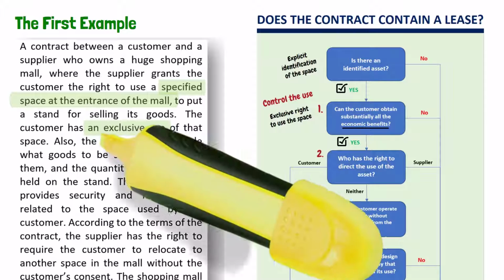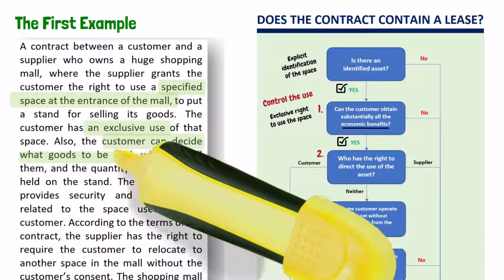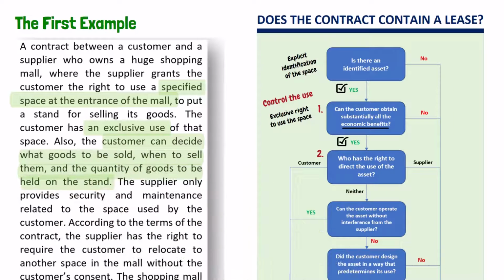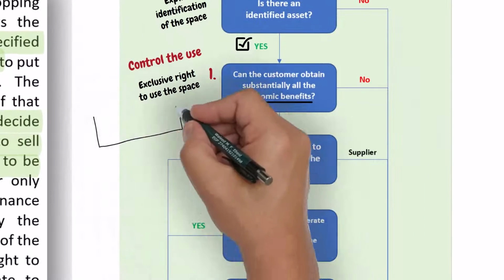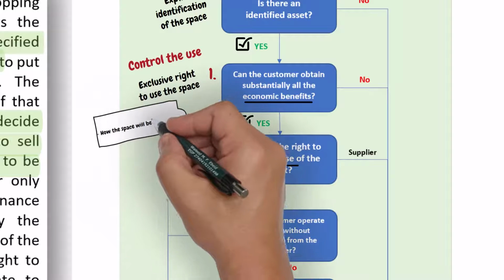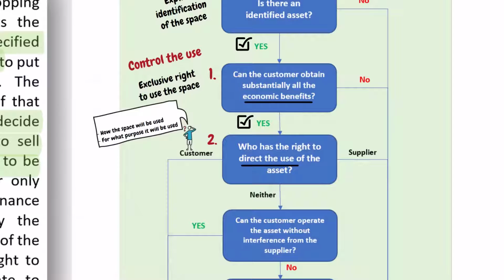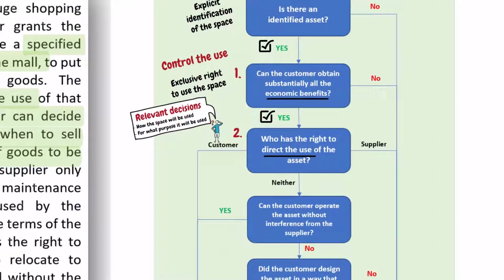The contract also mentioned that the customer can decide what goods to be sold, when to sell them, and the quantity of goods to be held on the stand. These decisions involve directing the use of the space during the period of use, because the customer can decide about how the space will be used, and for what purpose it will be used, and they are relevant decisions that affect the economic benefits to be derived from the use of the space.